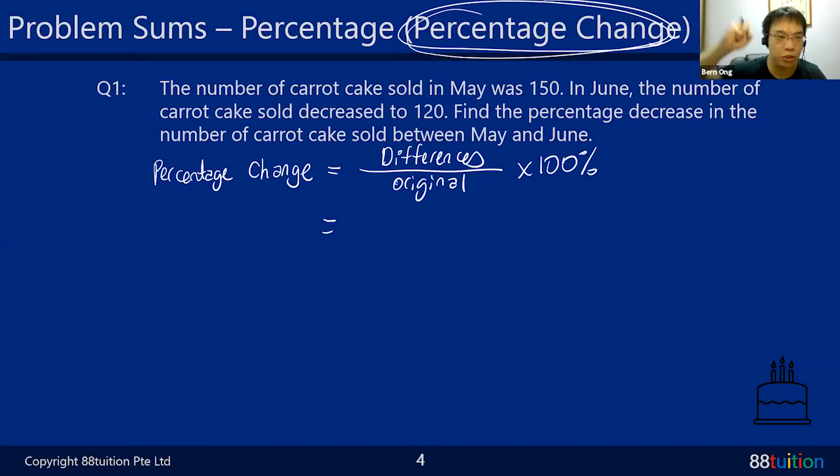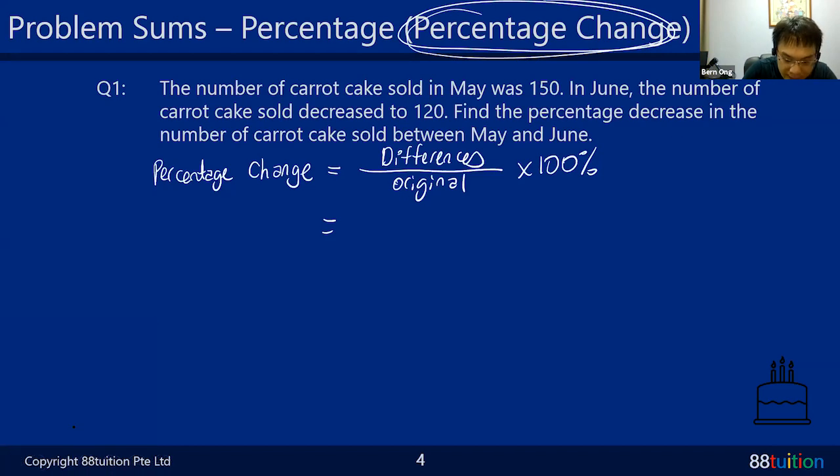Answer is 20%. Good job. All right, so down here, what's the difference? Difference simply means big minus small. So you have 150 in May. In June, there's 120. Is there a difference? Yes, difference means big minus small. Can you please remember that?